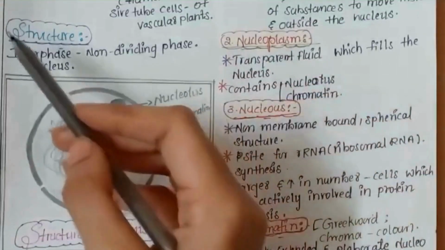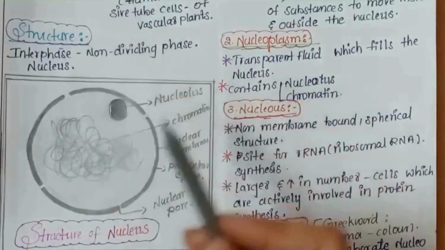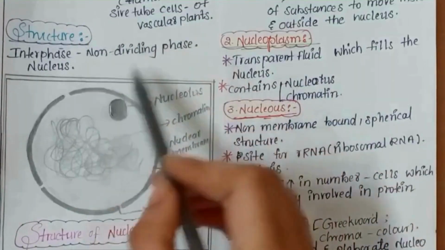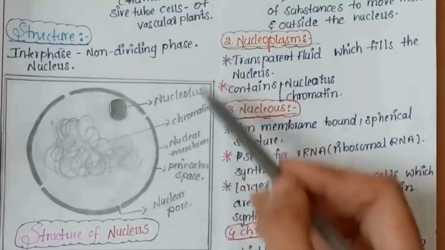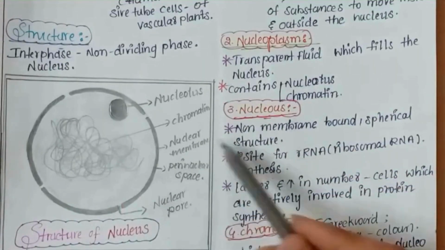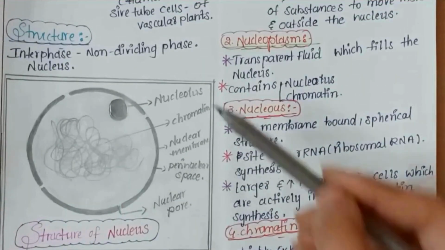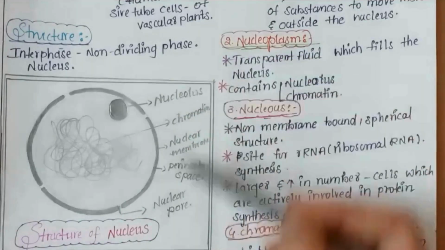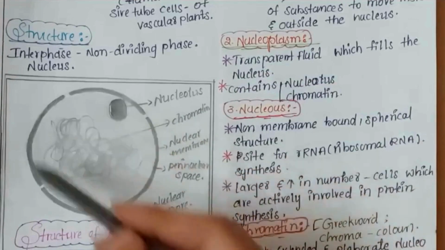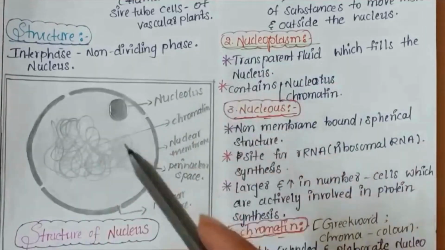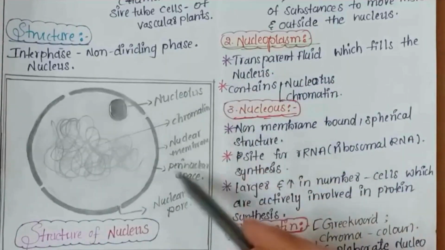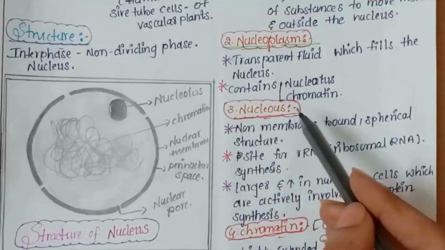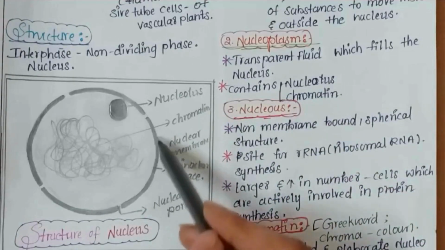Let's discuss the structure of the nucleus in detail. At the non-dividing phase of the cell, which is known as interphase, the nucleus has chromatin, nuclear membrane, perinuclear space, and nuclear pore. Let's discuss each and every part of the nucleus in detail. Coming to the nuclear envelope, which is the membrane that separates the nucleus from the cytoplasm, it is differentiated into an outer membrane, which is continuous with the rough endoplasmic reticulum, and an inner membrane, which is smooth.